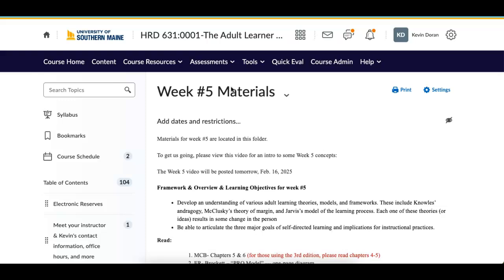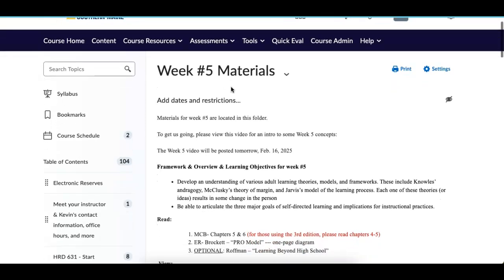So with that said, let's get to the materials for week number 5. And I have a couple announcements also along with that. So week 5, we're jumping into the world of adult learning and adult learning theories. There's different models, there's frameworks.